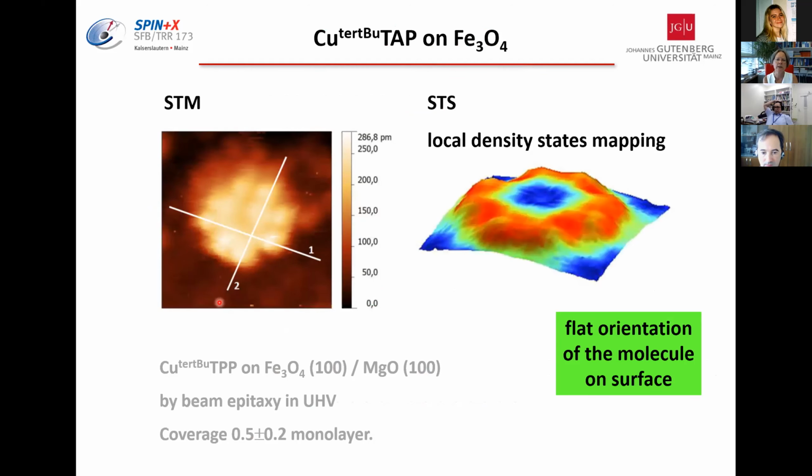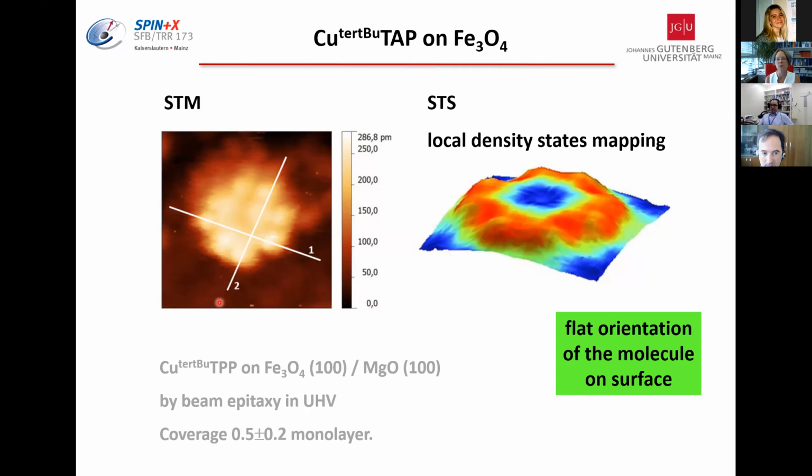We used a derivative of porphyrin, which we decorated with bulky steric groups in the periphery, so we could make sure that we don't have a stacking of the molecules themselves on the surface, but they are very well separated. And we did a UHV deposition on an iron oxide surface, and then we investigated how this molecule behaves. We could do STM, so we could get an idea of the measurement. We even did STS measurements, so we could look for the local density of states mapping.